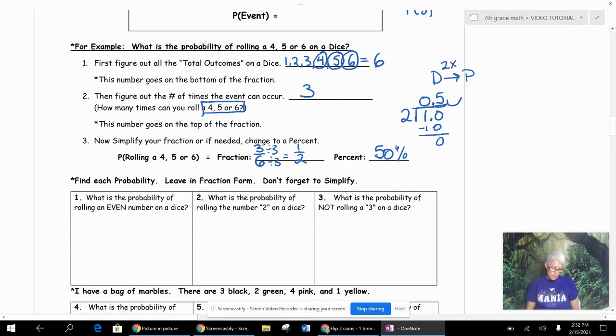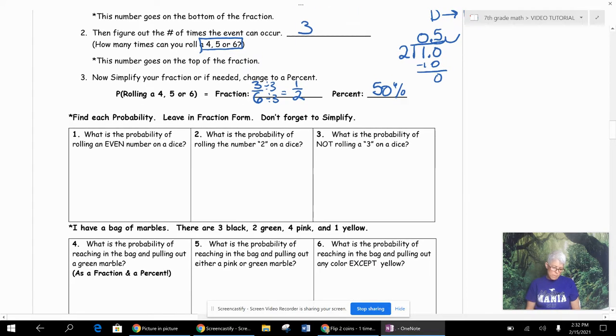Let's move on. Number 1, what is the probability of rolling an even number on a dice? An even number on a dice. So the first thing I'm going to do is list out all the possible outcomes on my dice. There are 6 of them. Now let's circle all the even numbers. 2 is an even number, 4 is an even number, 6 is an even number. So that's 3 out of 6.